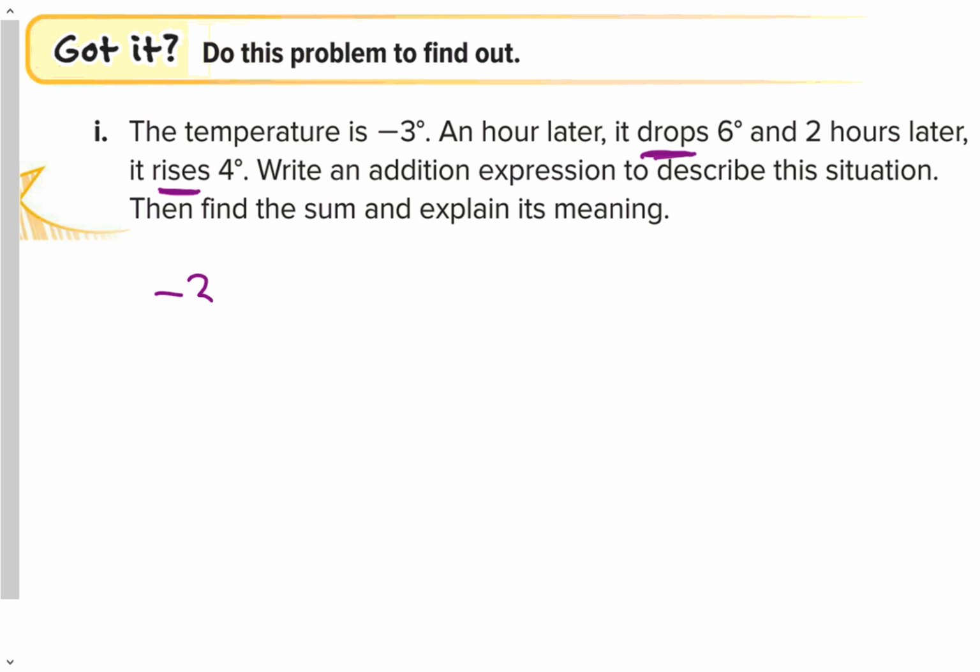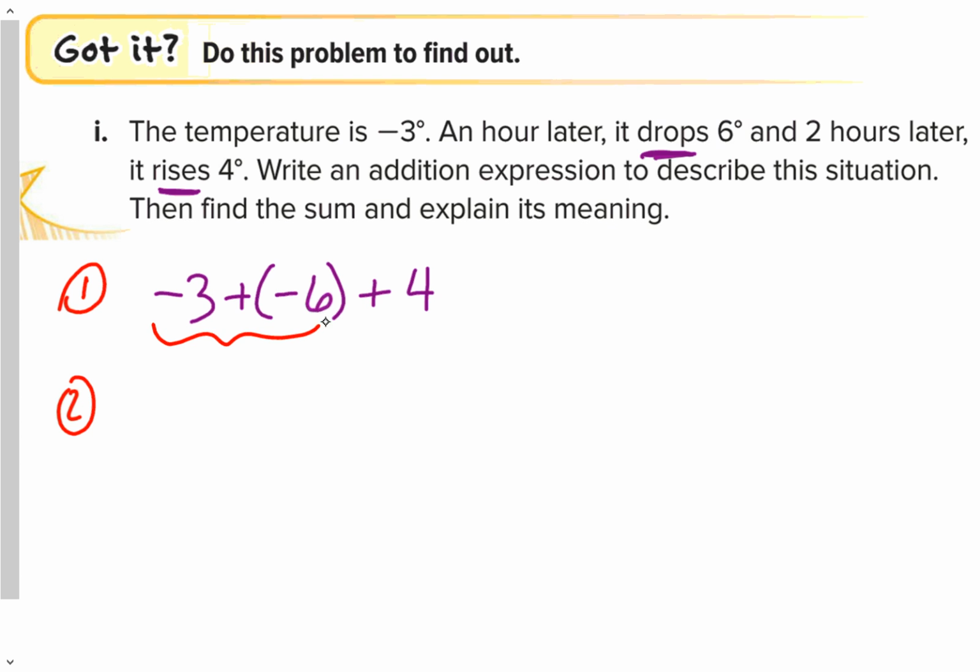So we start off at negative 3. An hour later it drops 6, so that means we're going to add a negative 6. 2 hours later, it rises 4, so we're going to add a positive 4. Okay, now all we have to do is add. So that's part 1. Part 2 is we're going to have to add.